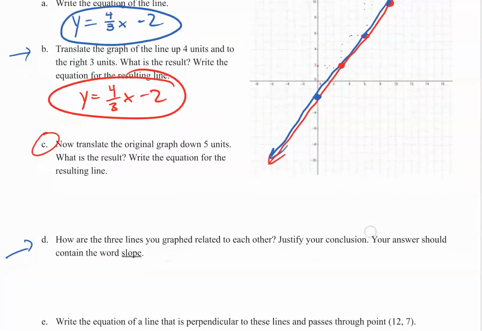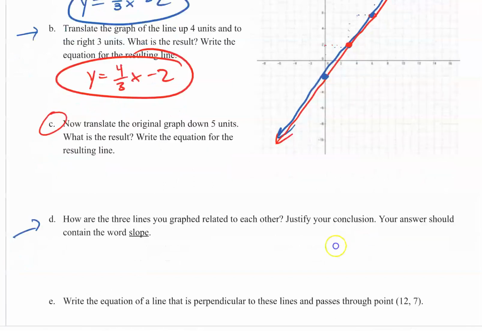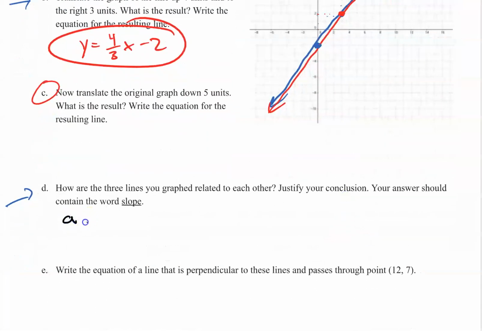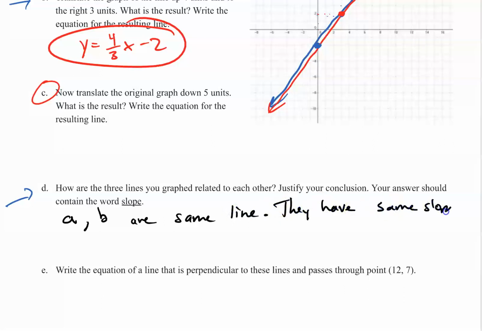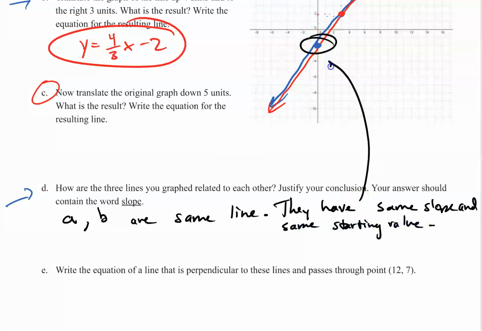So for D, they're the same line. They have the same slope and starting value. Same slope and same starting value. Since it's the same line, they both have a starting value at -2.